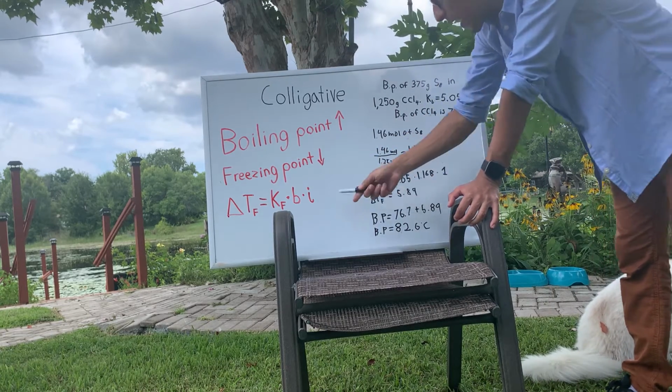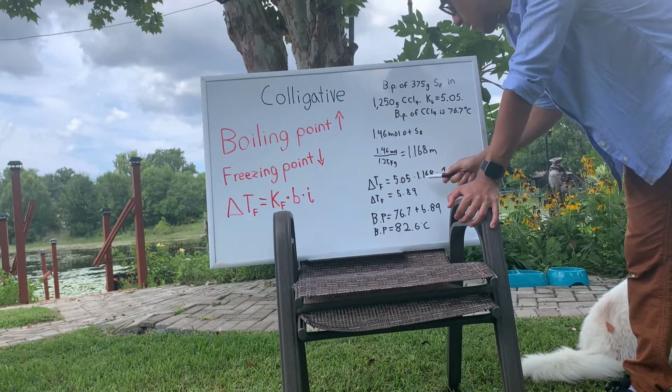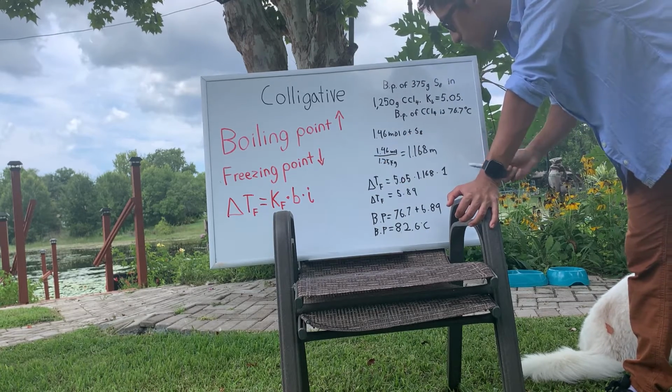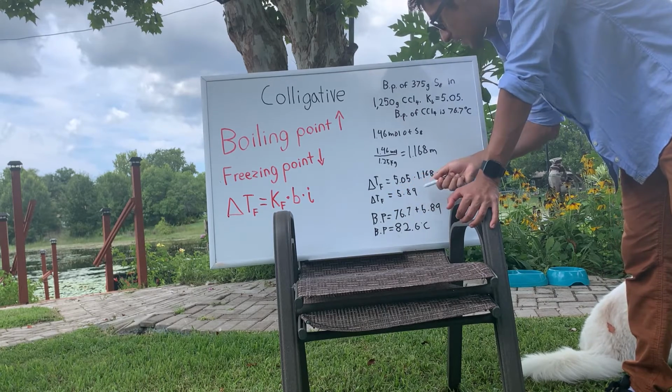So you can see this here. I have our constant, 5.05, which is given to us. I have the molality of our solute, 1.168, and I have our Van't Hoff factor, 1. So we get all this, and we can see that the change of temperature is 5.89 degrees Celsius.